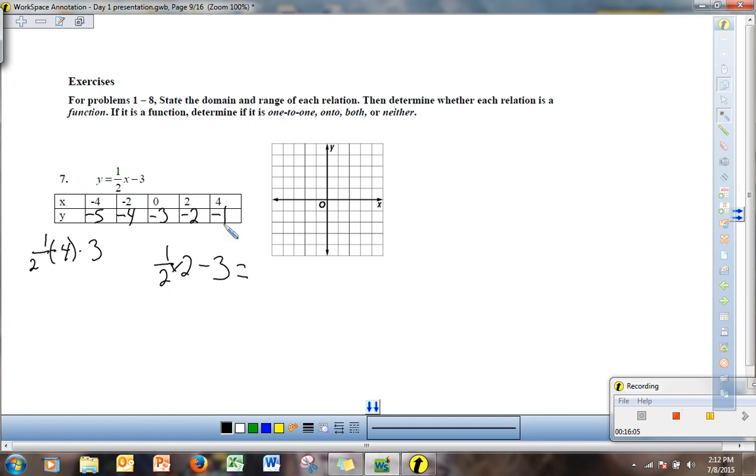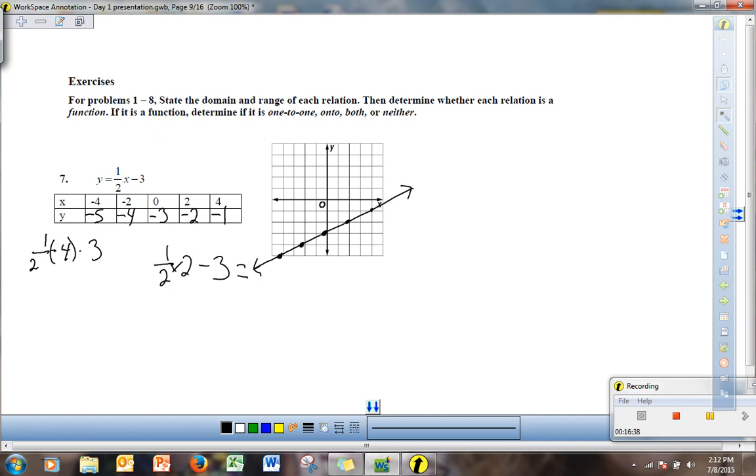Okay. Now we're just going to graph these. So I'm going to plot the point -4, -5, which is right here. I'm going to plot -2, -4. I'm going to plot 0, -3, 2, -2, and 4, -1. So there's that. Let's connect the dots. So there's that graph. And then it also says, determine whether it's a function or not.